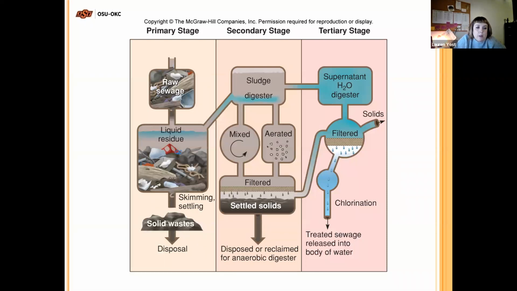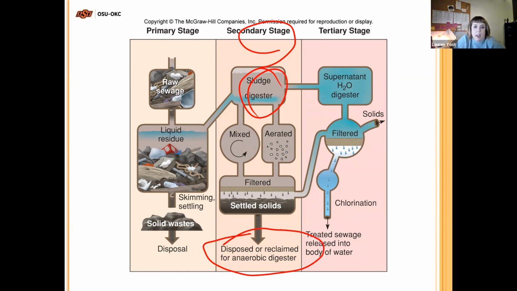All right, this is the idea of what we just talked about. We have our solid wastes. Then we have the secondary stage. We have a sludge digester, trying to break everything down and getting the liquids separated from the solids. We get rid of the solids. We're going to dispose of those, or we can reclaim them with an anaerobic digester, so anaerobic bacteria will break down those sludges even further. Then we have the water that's left on top that we can filter out. And then we want to remove any of the solids involved from filtering. And then after it's been chlorinated, we can actually release it into a body of water, as long as it's less than 400 colony forming units, right?